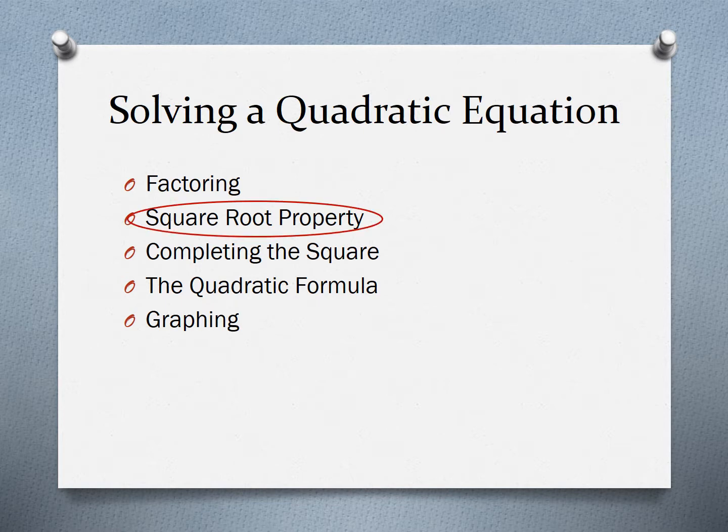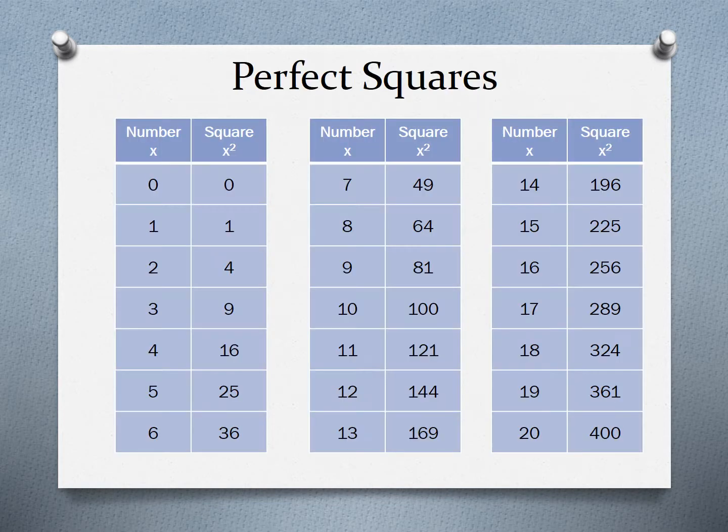In this lesson, we will learn to use the square root property method. It is important as we use the square root property to always be able to successfully recognize perfect squares. So we have perfect squares up to the number 20 right here on your screen. Let's start with the number 0.